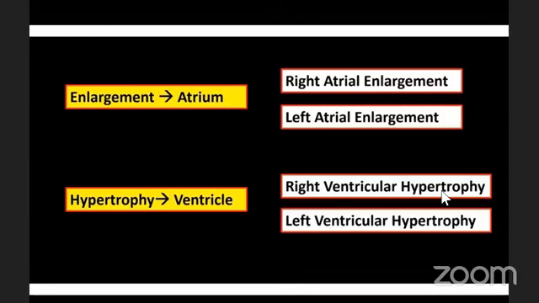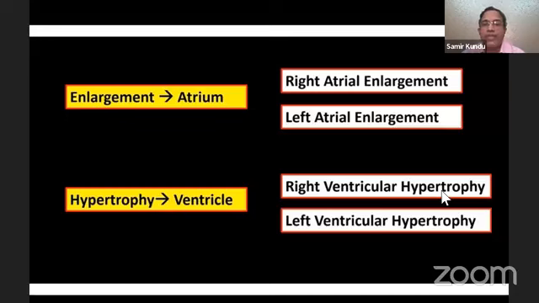There are 4 chambers in the heart, 2 atria and 2 ventricles. So each chamber can be enlarged by disease conditions: right atrial enlargement, left atrial enlargement, right ventricular hypertrophy, and left ventricular hypertrophy.